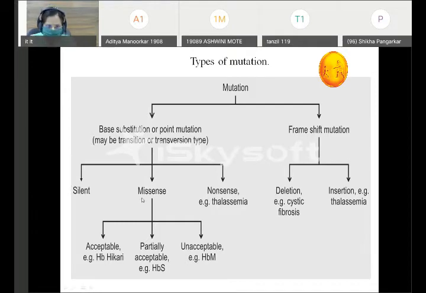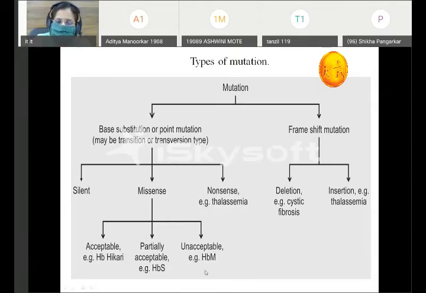Now coming to the next subtype of point mutation, that is missense mutation. If a single base is substituted by another, then it causes some difference in the functioning of the protein which is synthesized from the gene. Okay, these missense mutations can be further divided into acceptable, partially acceptable, and unacceptable.